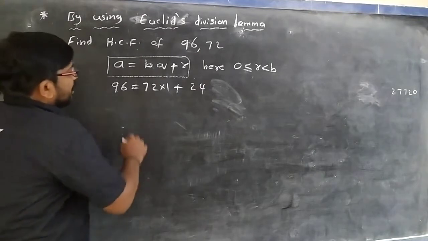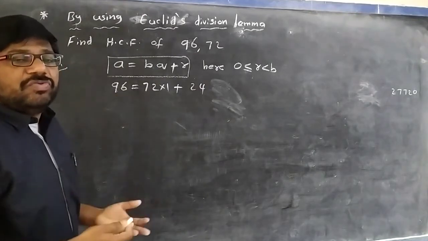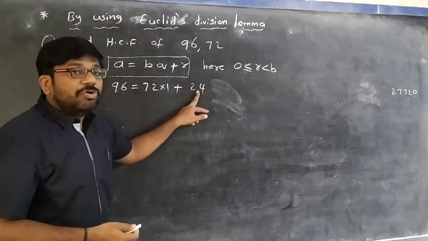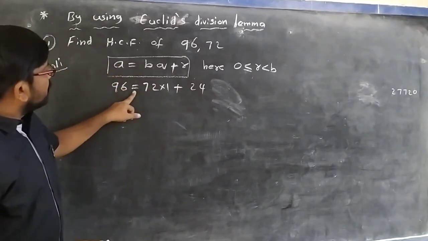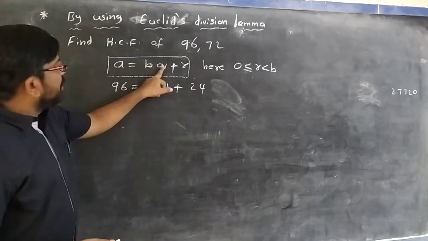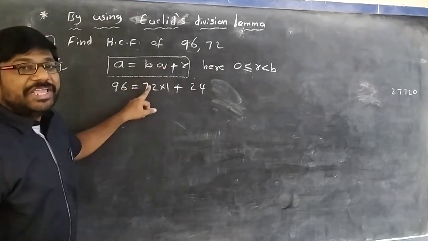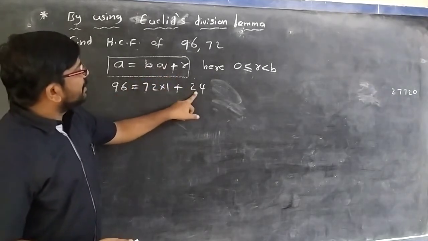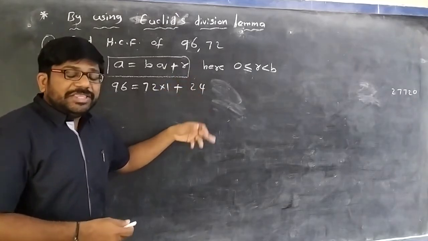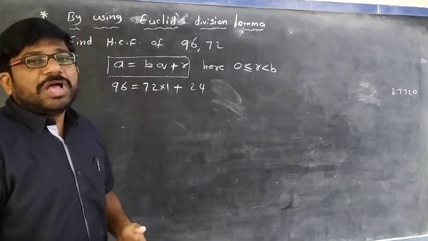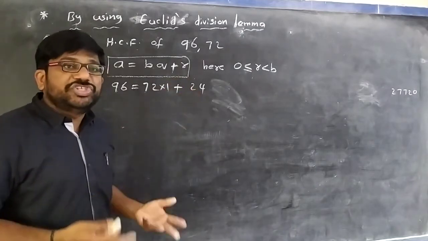So this process continues up to getting 0 here. See, A is equal to BQ plus R: A is the dividend, B is the divisor, Q is the quotient, and R is the remainder, right? So this process continues up to getting R equal to 0, right?